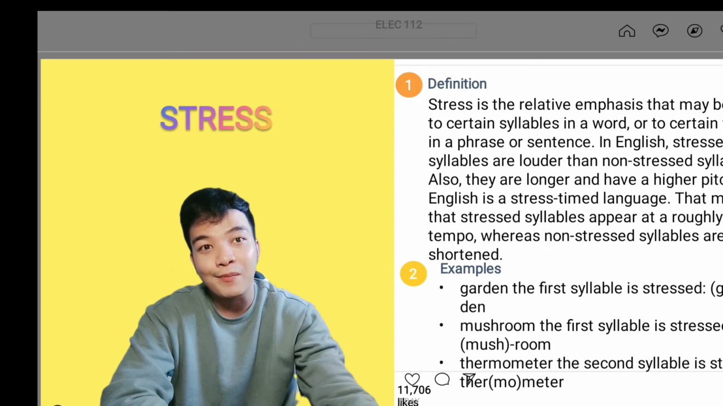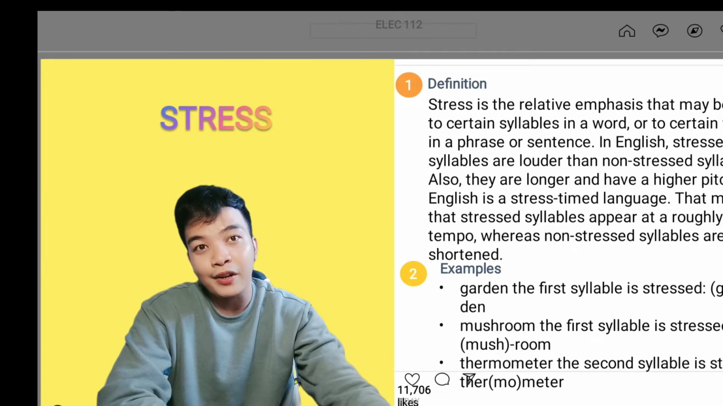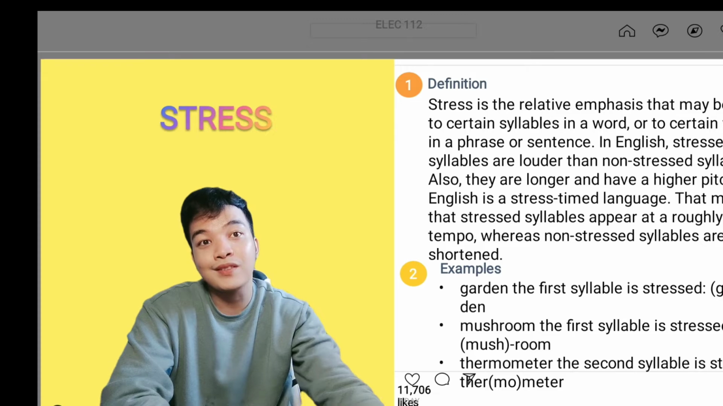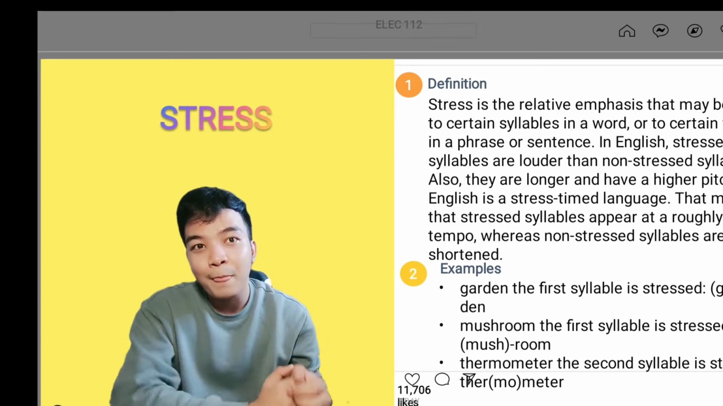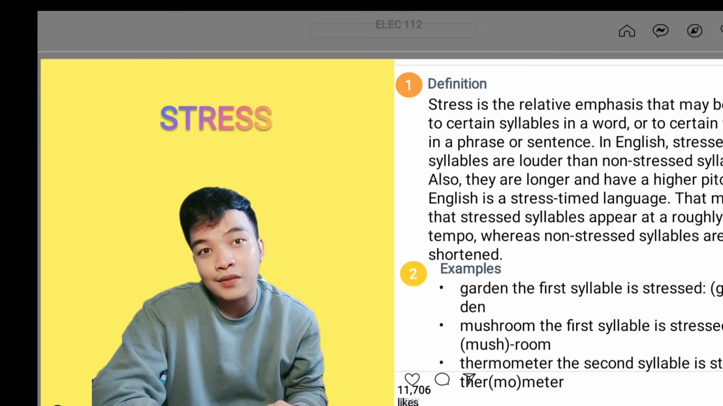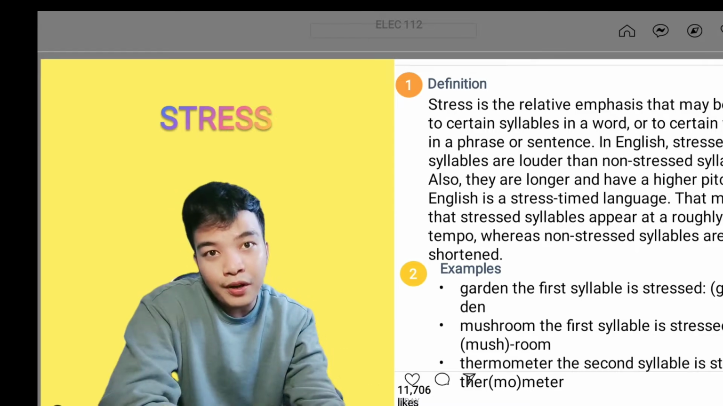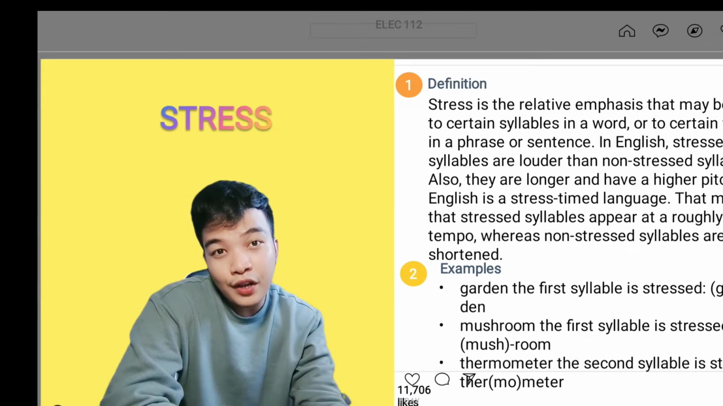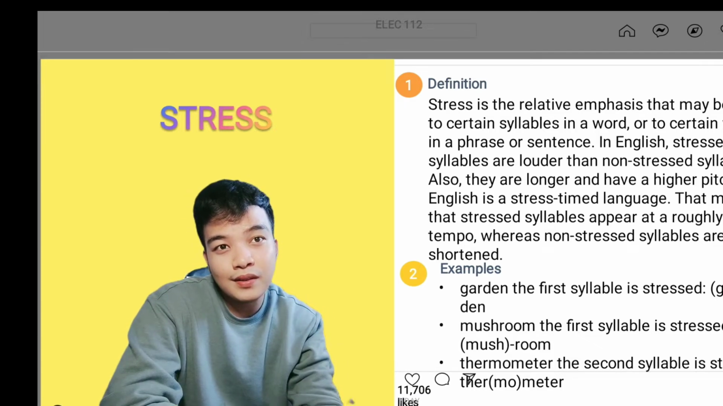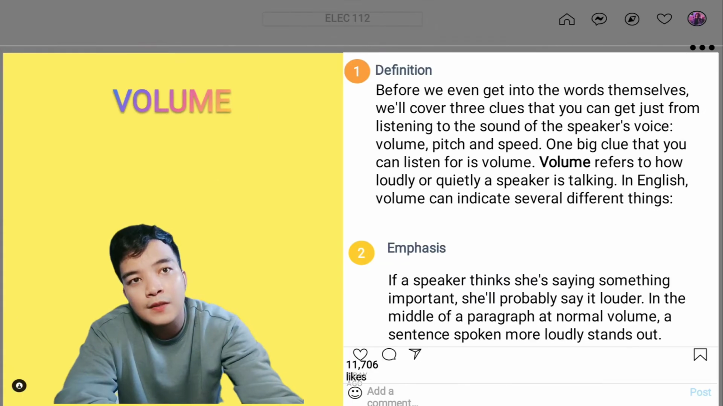So here are examples of how to use stress in a word. In the word garden, the first syllable is stressed: garden. In the word mushroom, the first syllable is also stressed: mushroom. In thermometer, the second syllable is stressed: thermometer. So now let's proceed to the second element, which is volume.